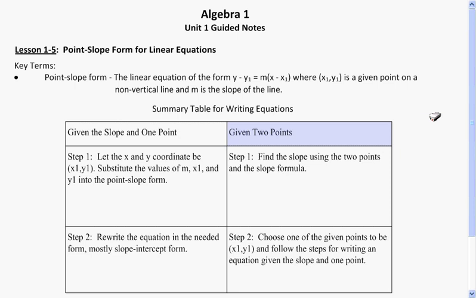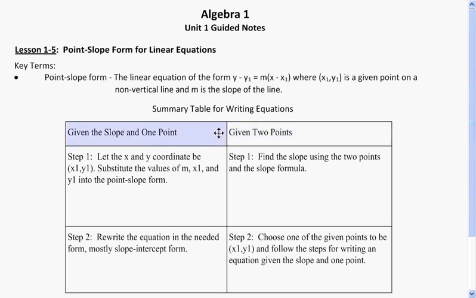In lesson 1.5 guided notes, you'll be putting things in point slope form. The equation of point slope form is y minus y1 equals m, parentheses, x minus x1. x1 and y1 are just coordinates or ordered pairs. M would represent your slope.